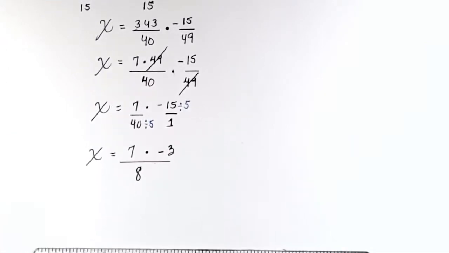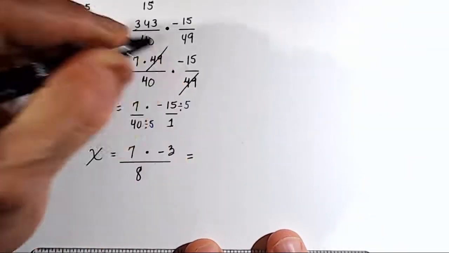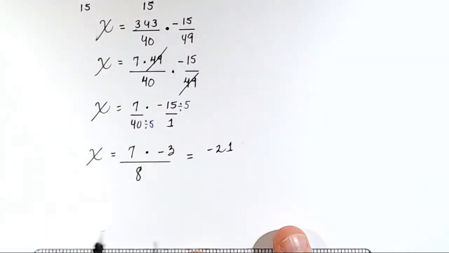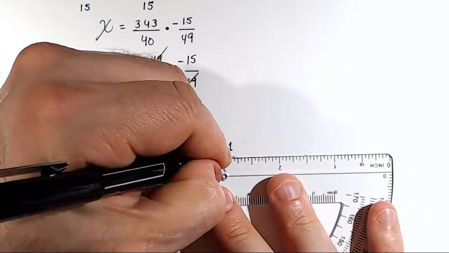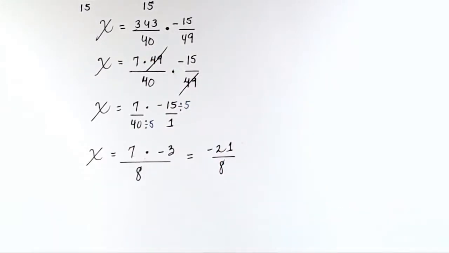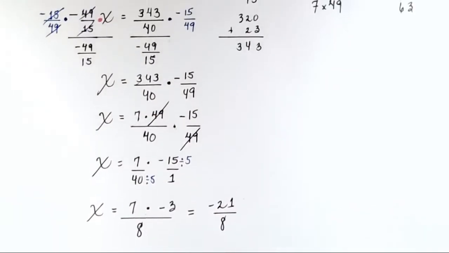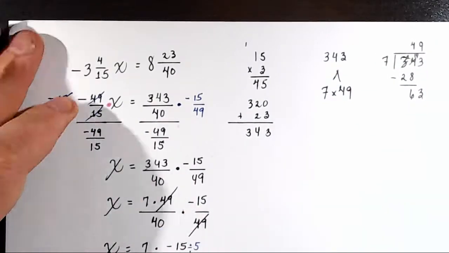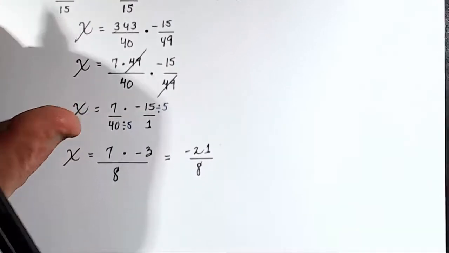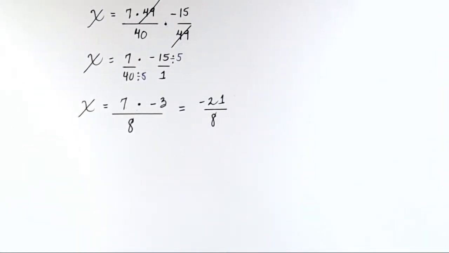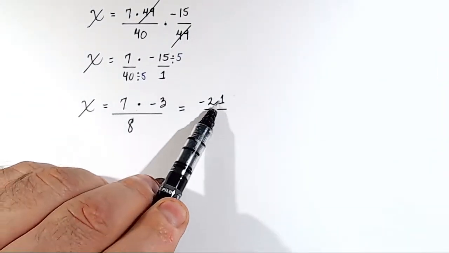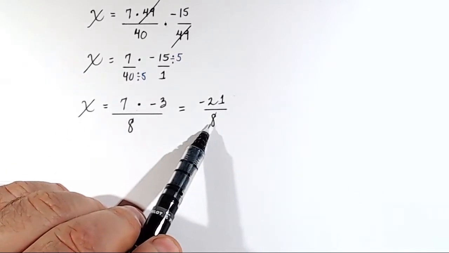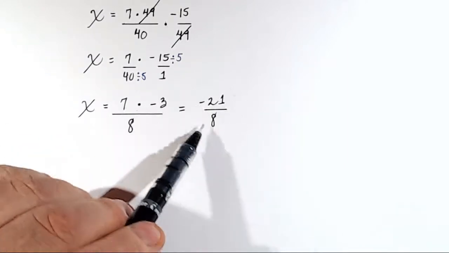There's nothing left to reduce. We just have to multiply across. So 7 times negative 3 is negative 21. And that's over 8. So I want us to look at what we did. Using nothing but factoring, we solved this problem, right? Now, we're not done because we're going to turn this into a mixed fraction. Just to be clear, 21's factors are 7 and 3, those are both prime numbers. Okay, 8's factors are 2, 2, and 2. So there's no common factors here.